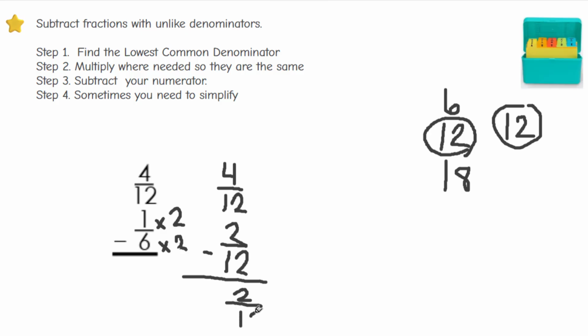Now, as I showed in the first one, we want to simplify this. We want to get this to be as small as we can. Anytime they're even numbers, it's easy. I can divide both of them by 2, right? Right away, I see that.